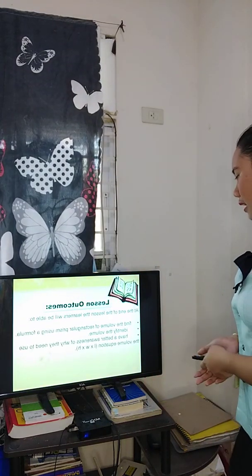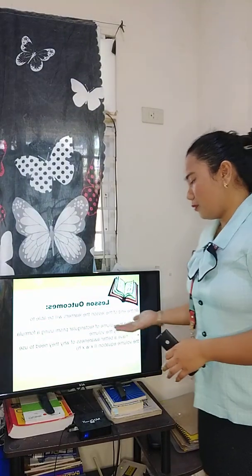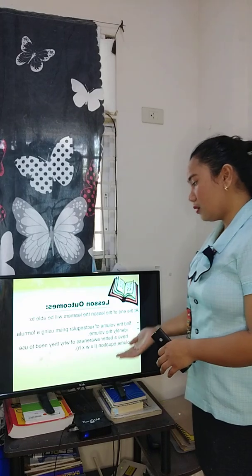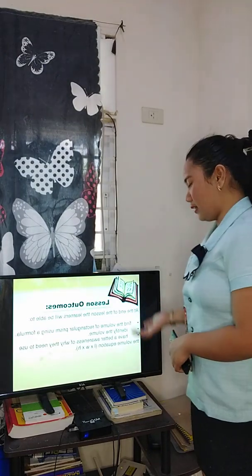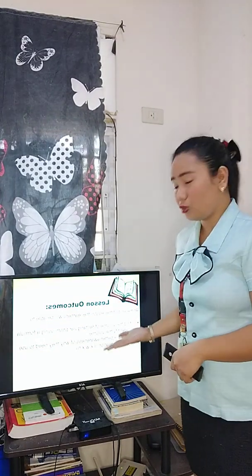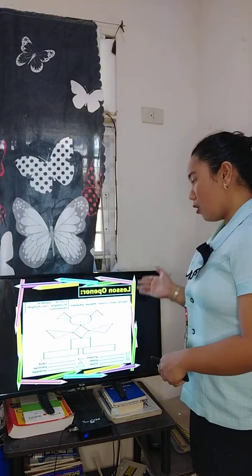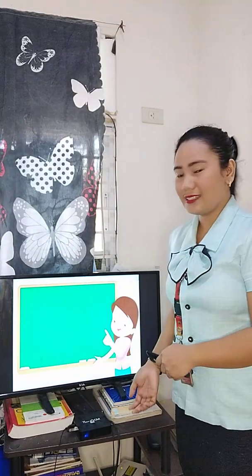For lesson outcomes, at the end of the lesson, the learners will be able to find the volume of a rectangular prism using a formula and identify the volume, and have a better awareness of why they need to use the volume equation of length times width times height. For the lesson opener, name and color this shape.